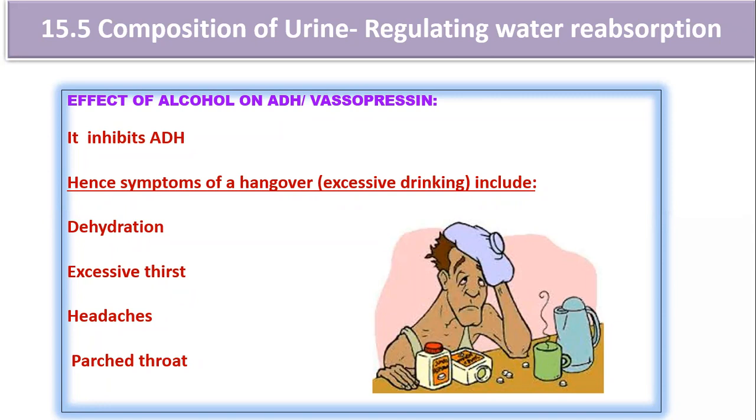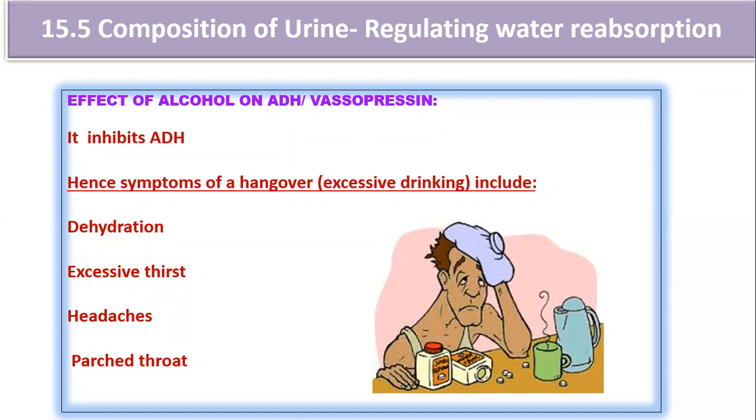Then you are going to show symptoms such as excessive thirst, headache, and parched throat. All these are symptoms of hangover. So what is hangover? That is excessive drinking of alcoholic beverages. Because alcohol, and even caffeine, is going to inhibit anti-diuretic hormone, or vasopressin.